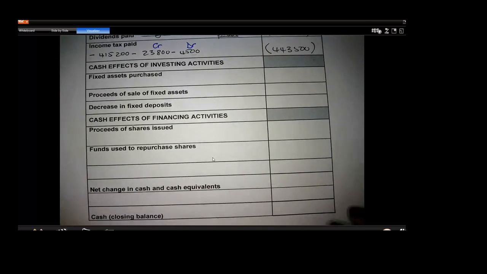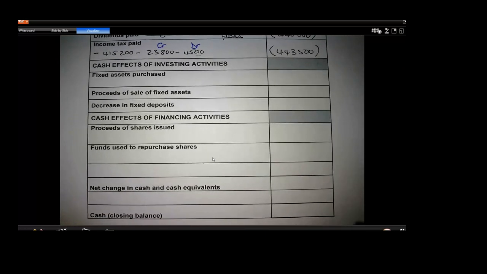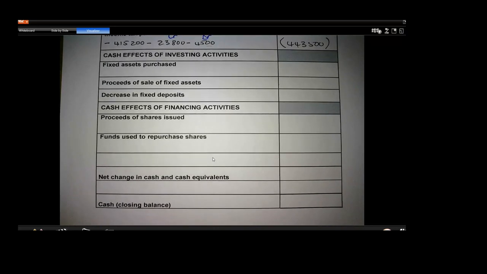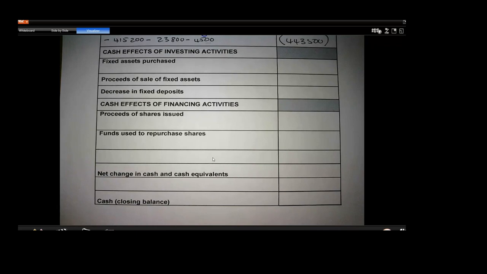You can see I've got a blank one simply because I wanted to show you what it really looks like on your actual cash flow, because they can ask you to show any amount. So here they ask you for fixed assets purchased. Here again, we are going to have a formula, or a memory sheet that we are going to use. Okay, so fixed assets purchased.